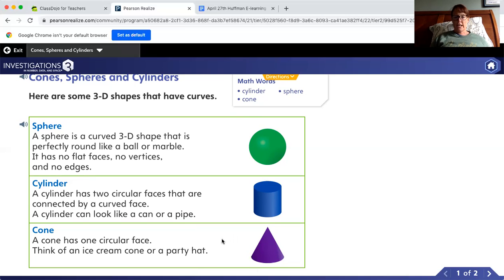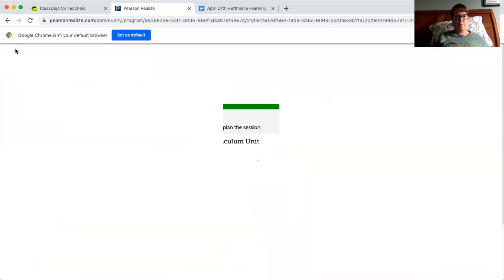A cone is just like an ice cream cone. It's that shape, or a party hat. That is what a 3D shape called a cone looks like. So now we're going to look at a couple more.